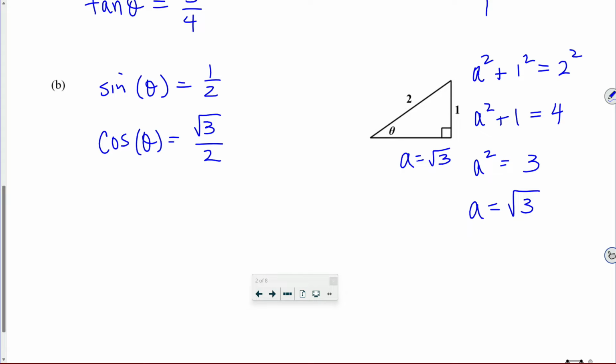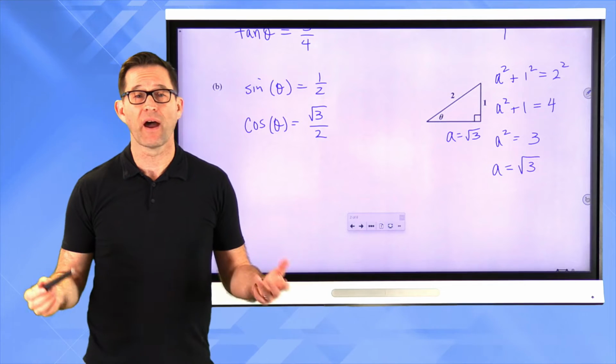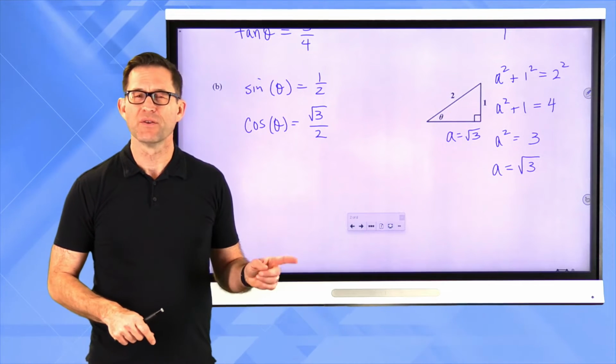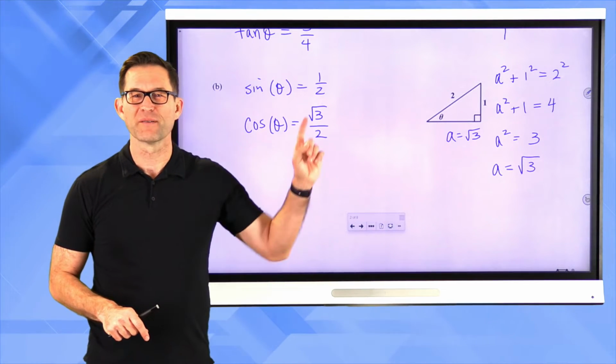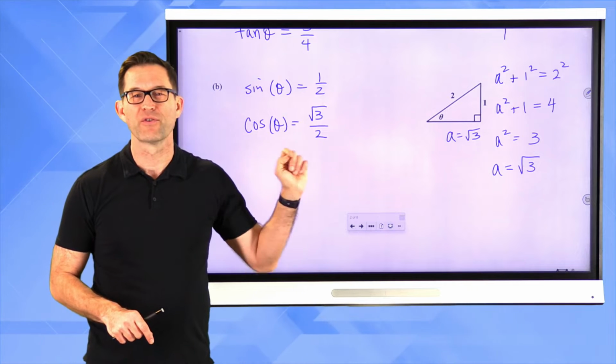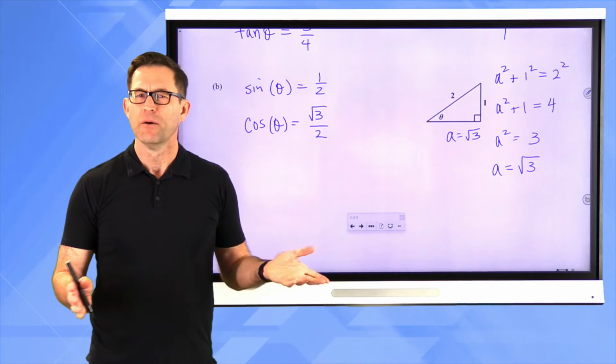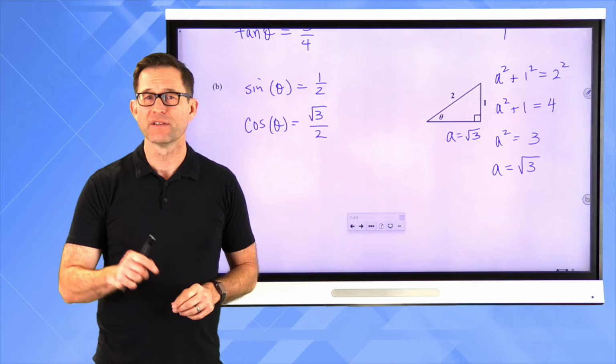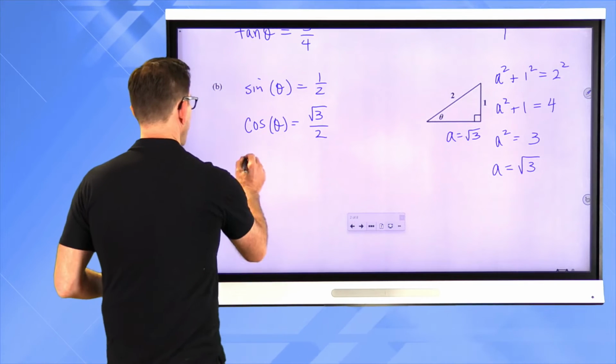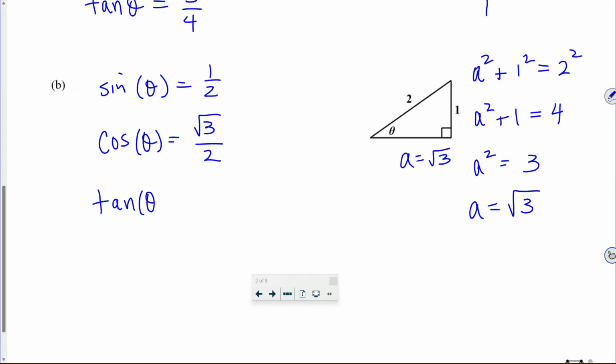And again, I'm hoping for those of you that have been with me the entire unit, you look at this and you say, wait a second, I think I recall some kind of relationship between root 3 over 2 and 1/2. But let's not be too concerned about that right now. Let's figure out what tan theta is, right? The tangent of theta is going to be the opposite side over the adjacent side.